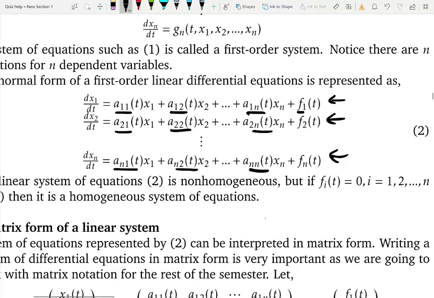And then the non-coefficient functions, which are like these f terms, they do not have a dependent variable associated to them, so they are non-coefficient functions. Like an isolated function, they also need to be functions of only the independent variable, right? Which is the case here. Independent variable is t. That's what we have. So this is a linear system. This is how a linear system looks like.